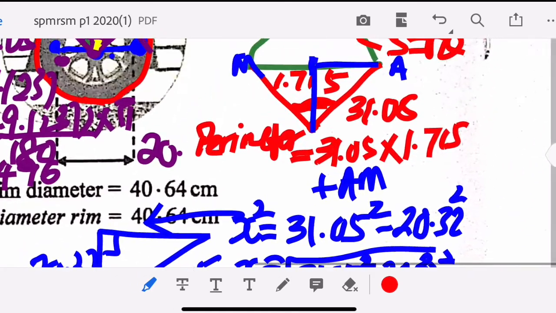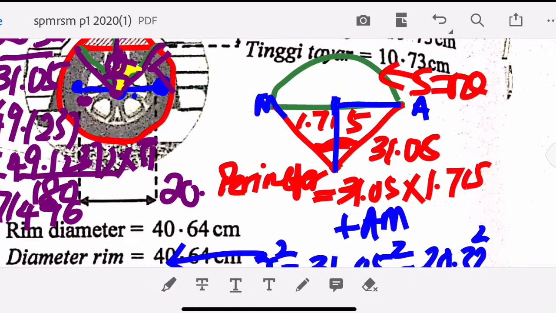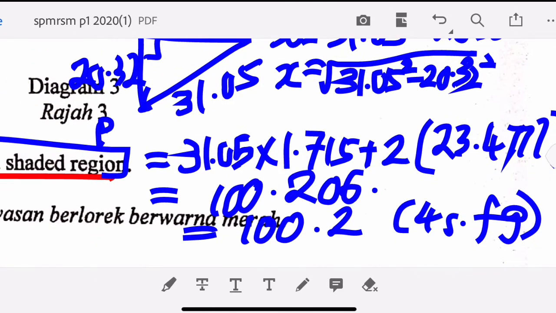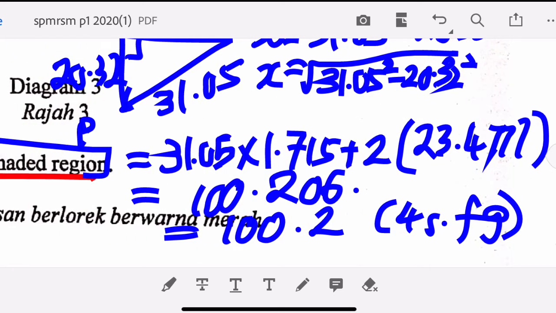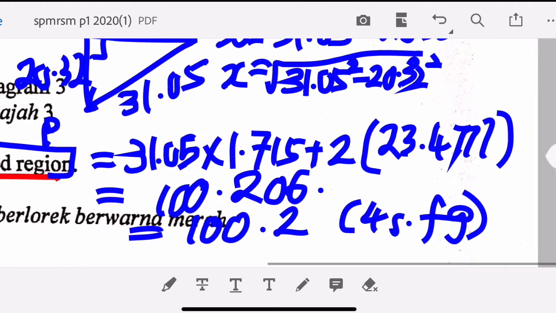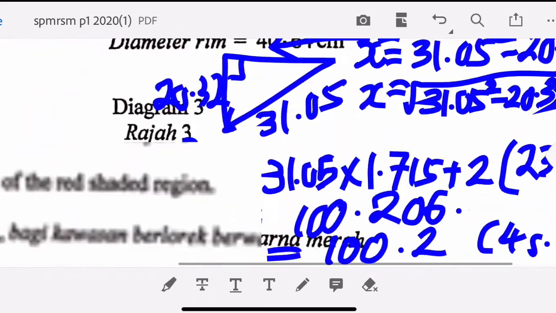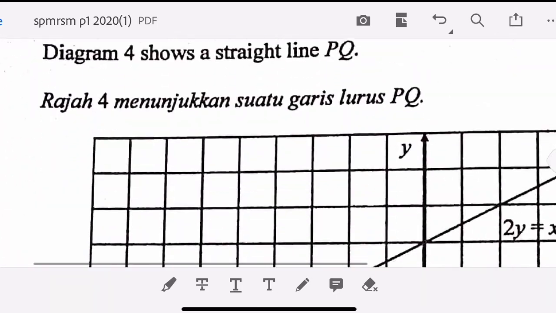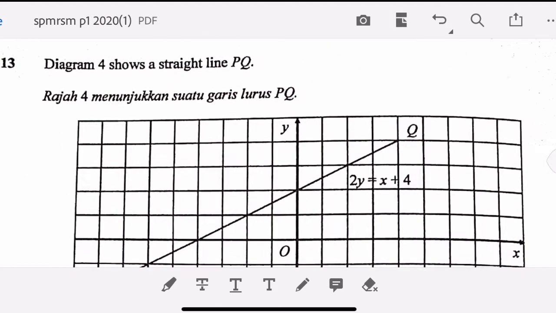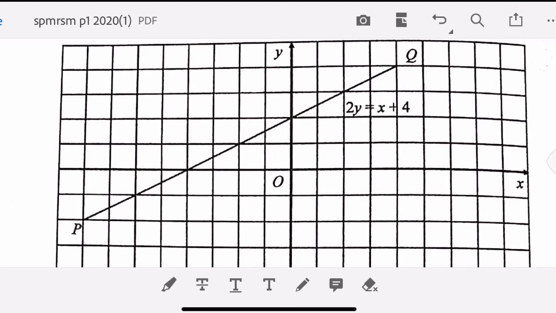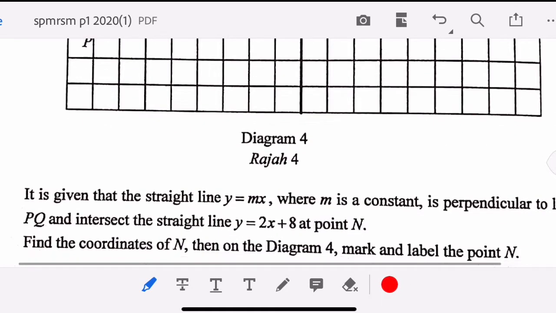Okay, you work out the angle carefully using cosine, using the right angle triangle. And then you can use Pythagoras theorem to find the length, or you can use a cosine rule, or you can use sine rule, up to you. Sine rule also can, right? Now we will proceed to the next question, question number 13. So you're given the line PQ, and let's read the question.